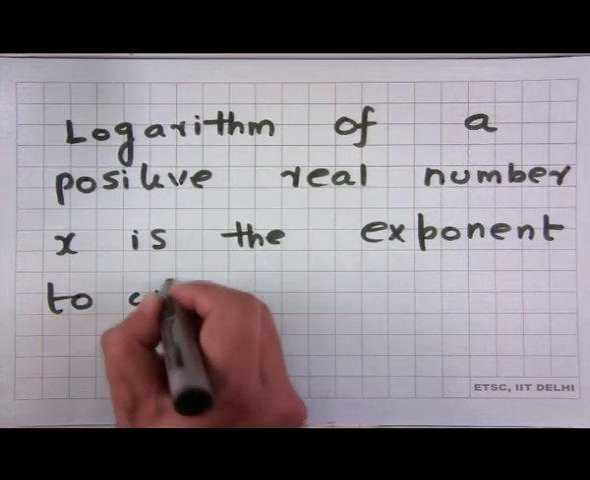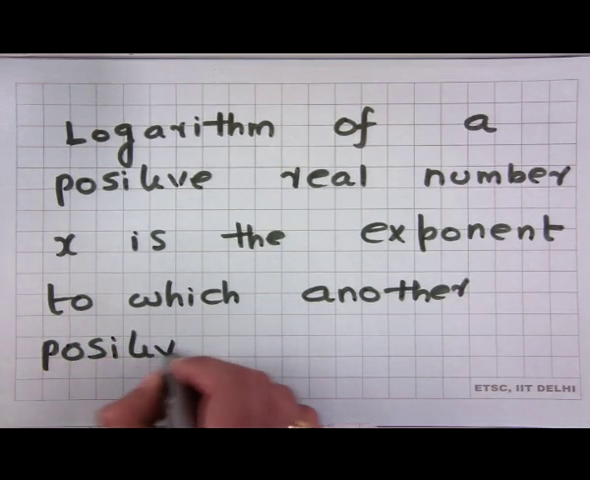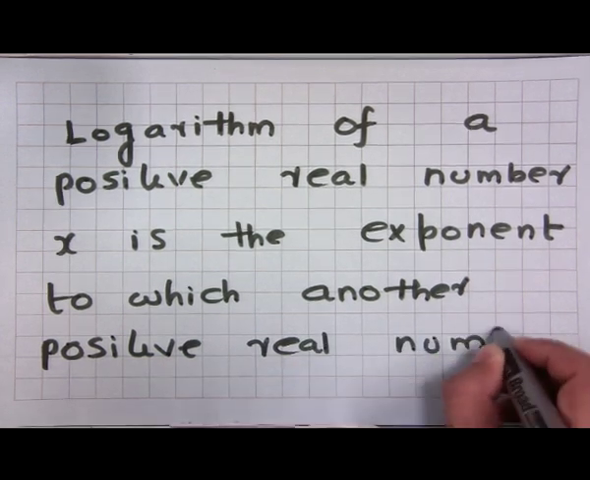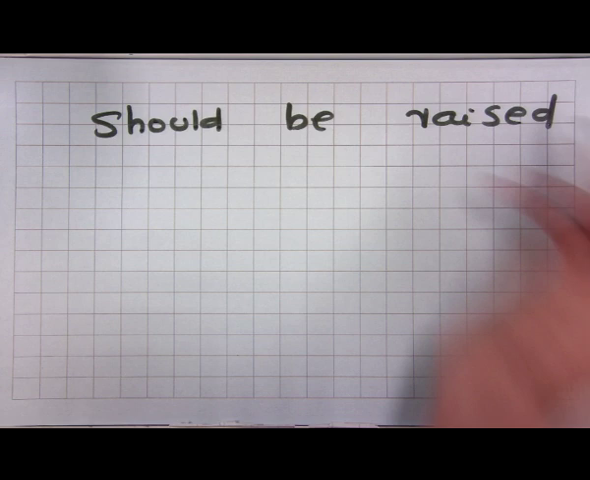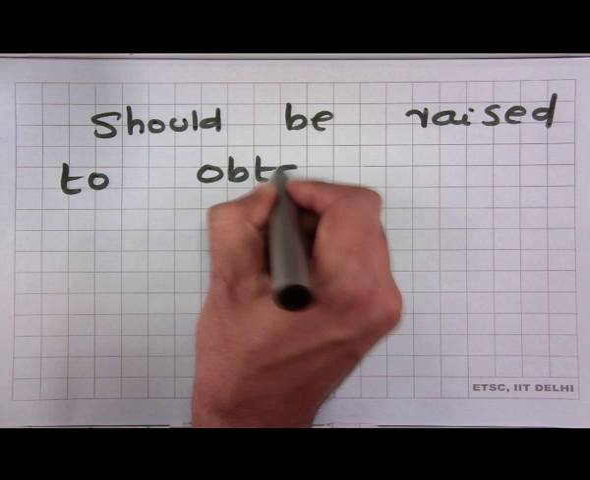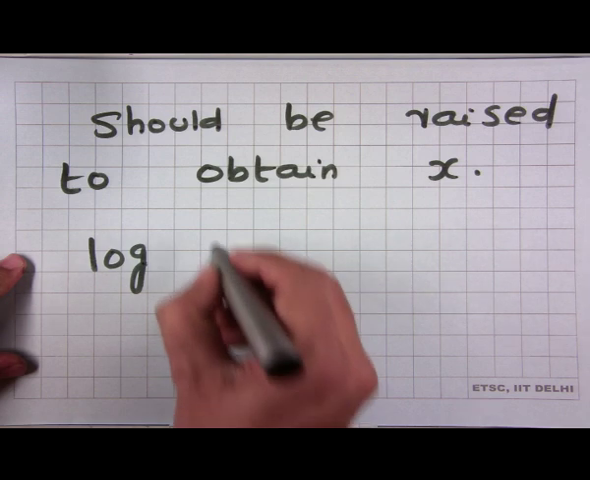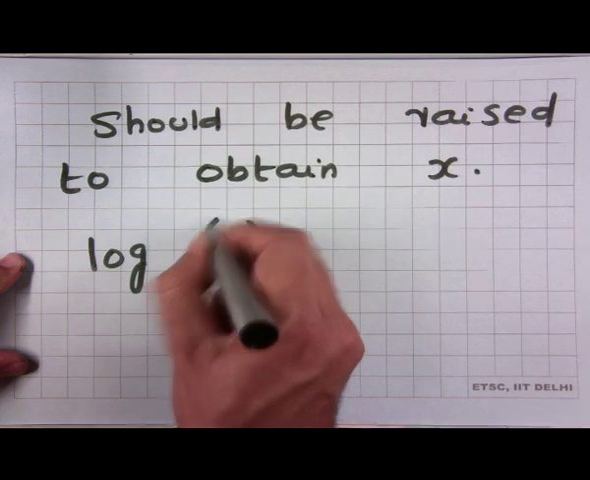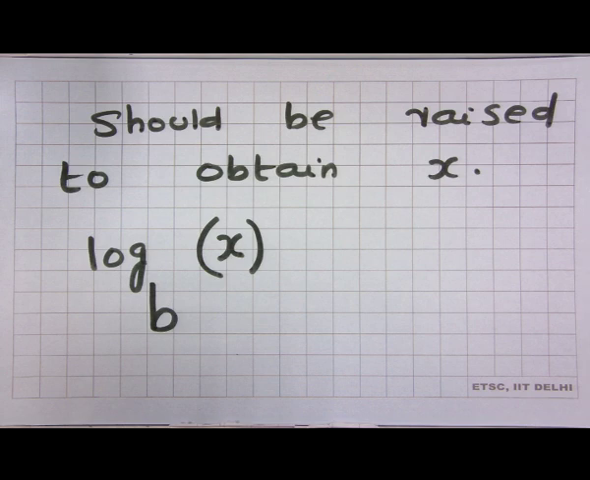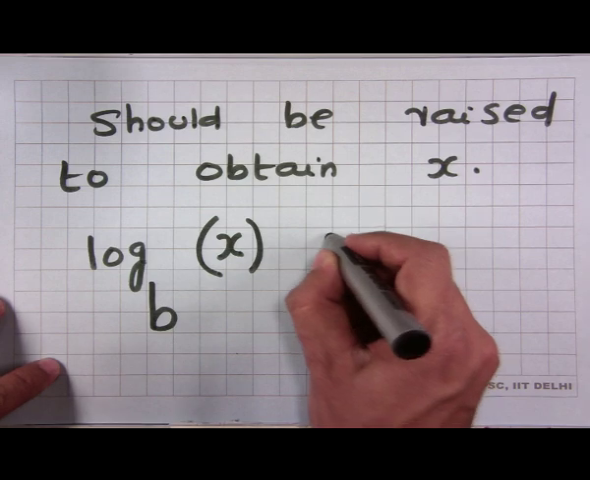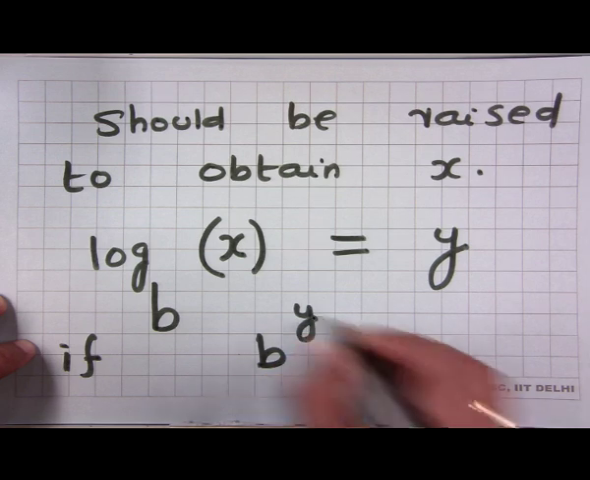to which another positive real number should be raised to obtain x. In simple terms, logarithm of a positive real number x to base b, where b is a positive real number other than 1, is y if b power y is x.